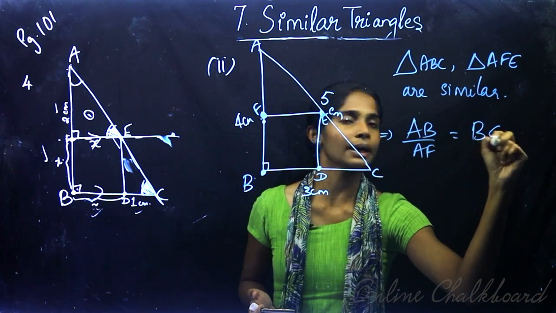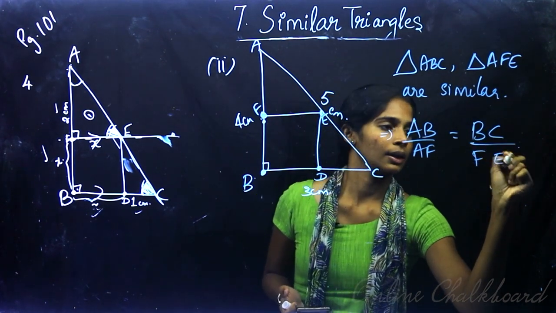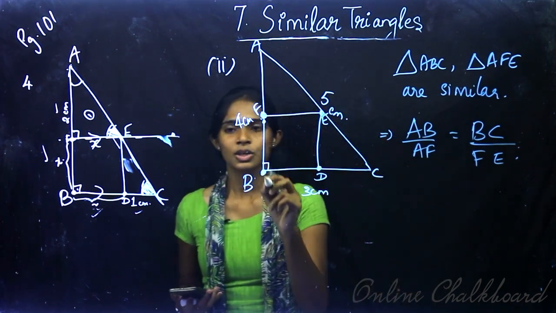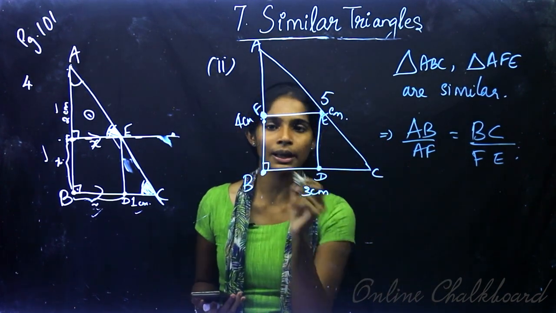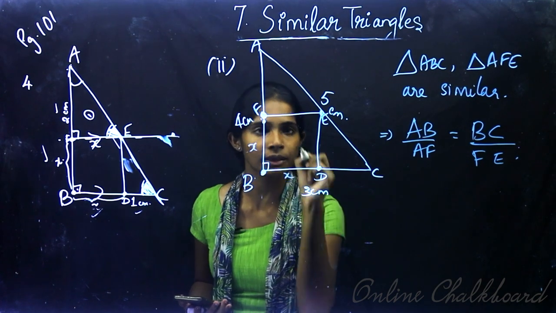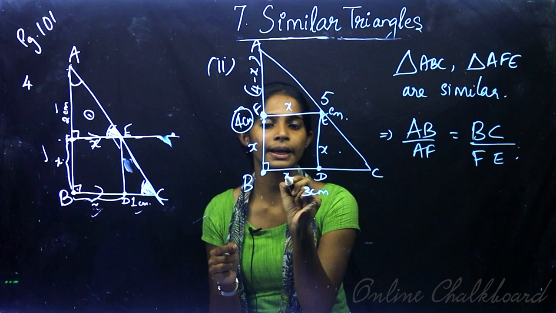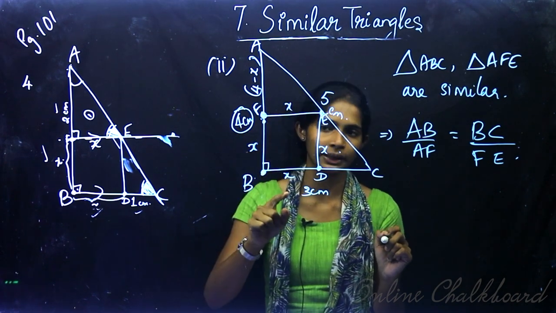BC divided by FE. Ippa namukku ini aage ariyendathu endaanu AB, AF, BC and FE. So again, since namukku side of the square ariyathathonde, we will take it as X itself. Namukku ini ee X ennu parayna nammade sides of the square aayittu edukkam because we have to find it.